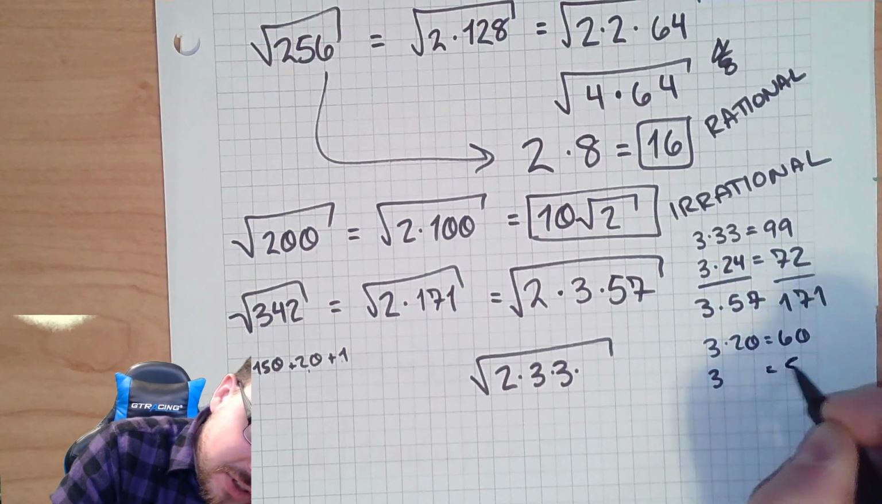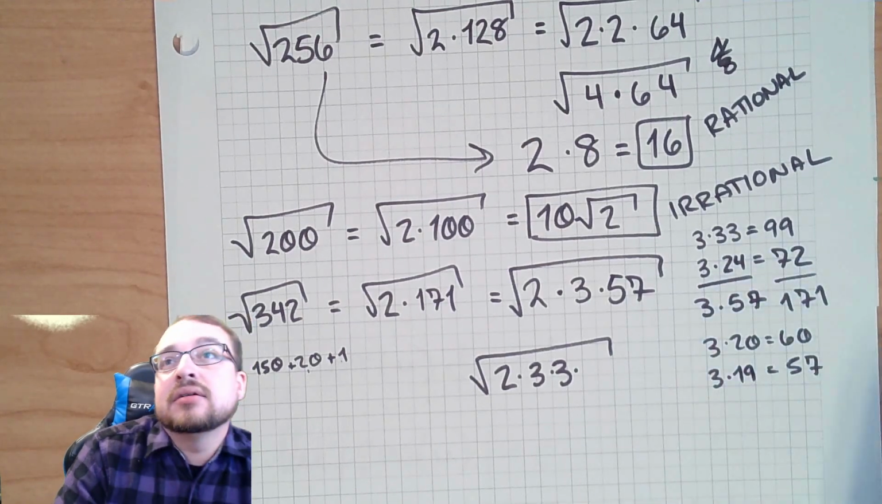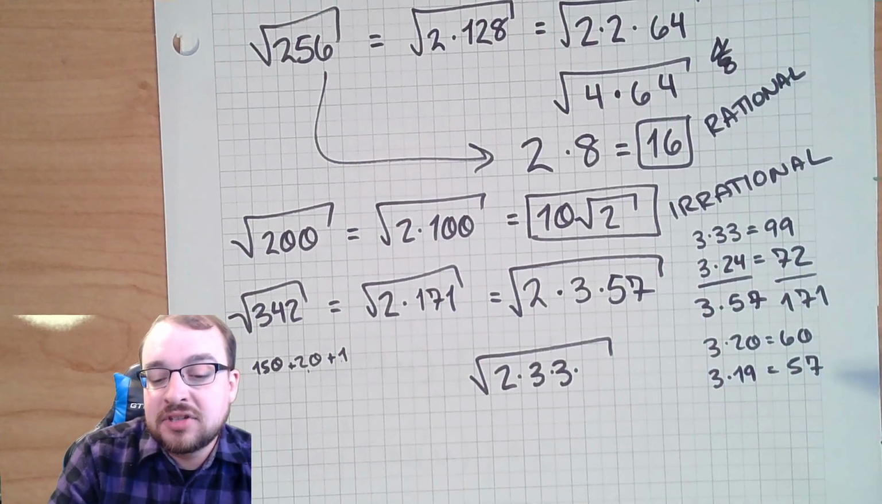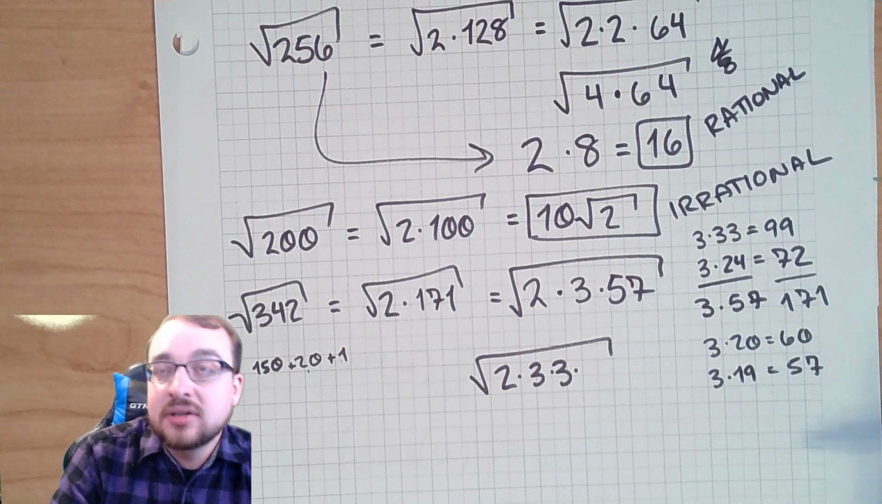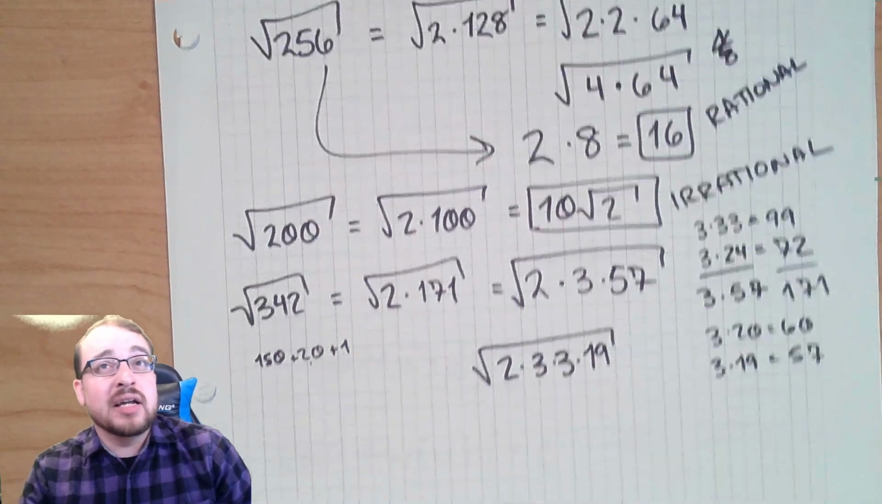So 57 is just 3 away from 60. So it looks like I need 1 less 3. I only need 19 3s to get to 57, whereas I need 20 3s to get to 60. So I'm going to get 19. Now, I know 19 is a prime number. I can't divide anything out of that.